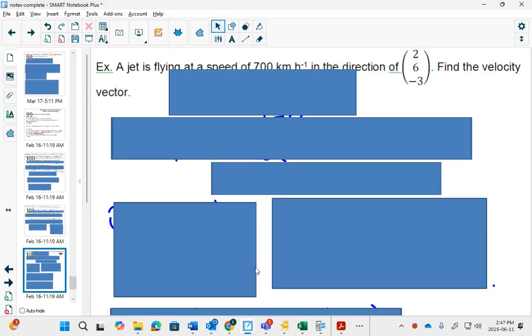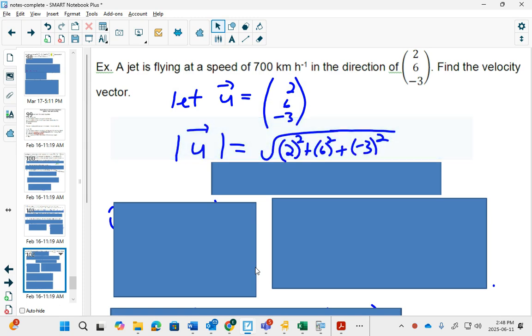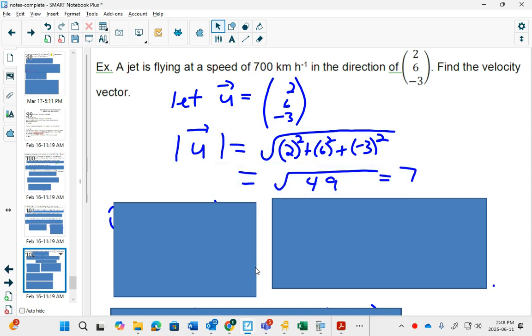All right, example 2. We have a jet flying at a speed of 700 kilometers per hour in the direction of (2, 6, negative 3). What is the velocity vector? So the velocity vector would have that direction, but it would need a length of 700. And currently, if I figure out the length of this one, it's not going to be 700. Its length, if we do a squared plus b squared plus c squared, is just 7.